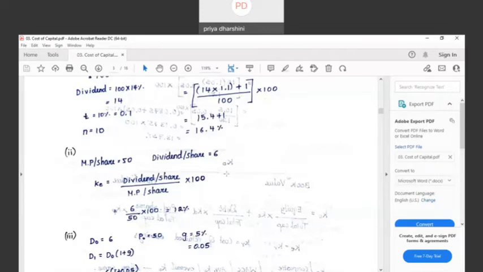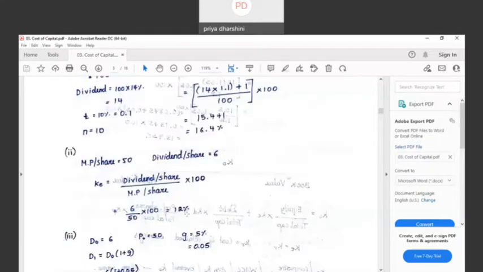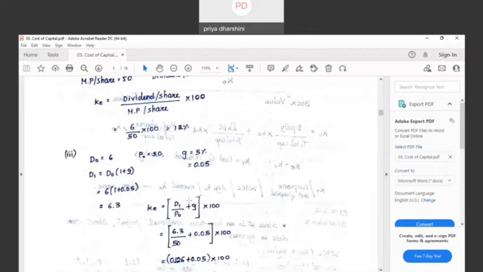So the dividend per share is 6 rupees. Market price is 50 rupees. Into 100, this will give you 12% as cost of equity. Very simple. The third subdivision. The above equity share, if dividends are expected to grow at the rate of 5%. So whenever it is the dividend growth model, the cost of equity is D1 divided by P0 plus G. To represent it as a percentage, I multiply with 100.